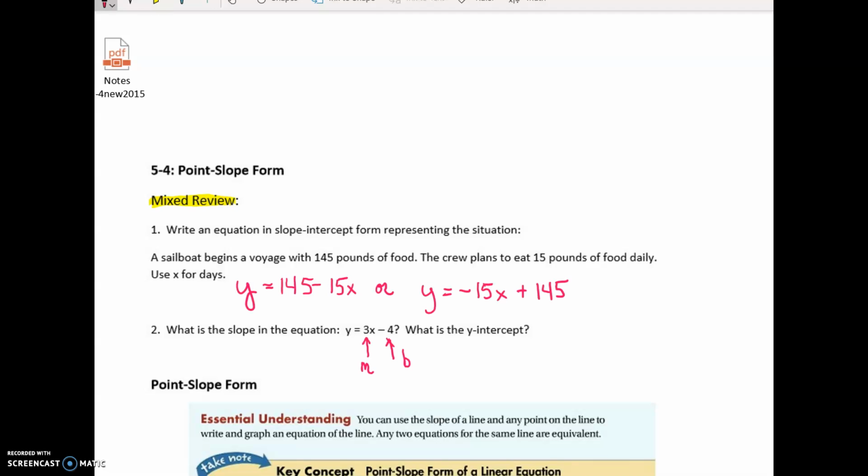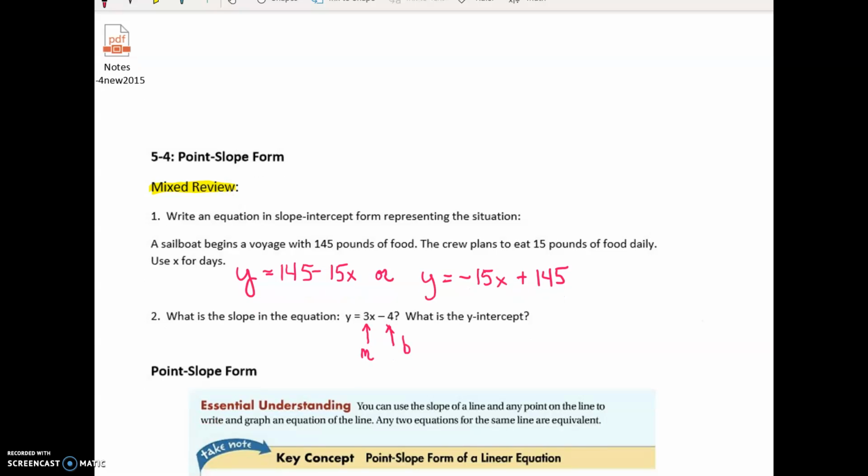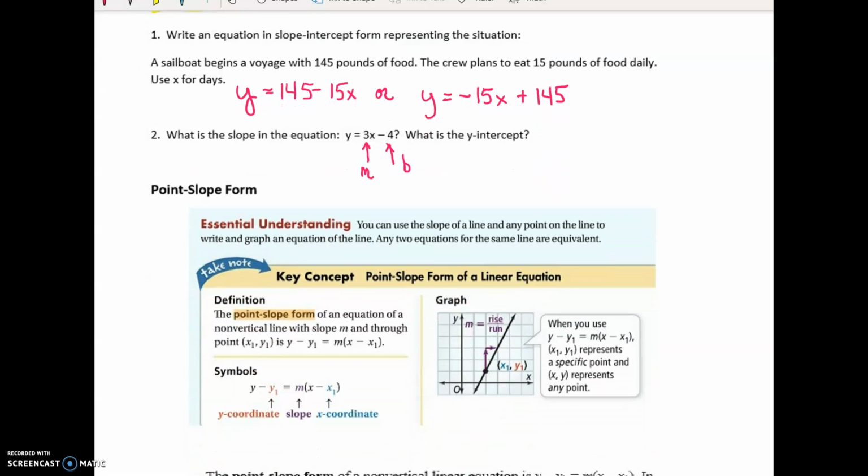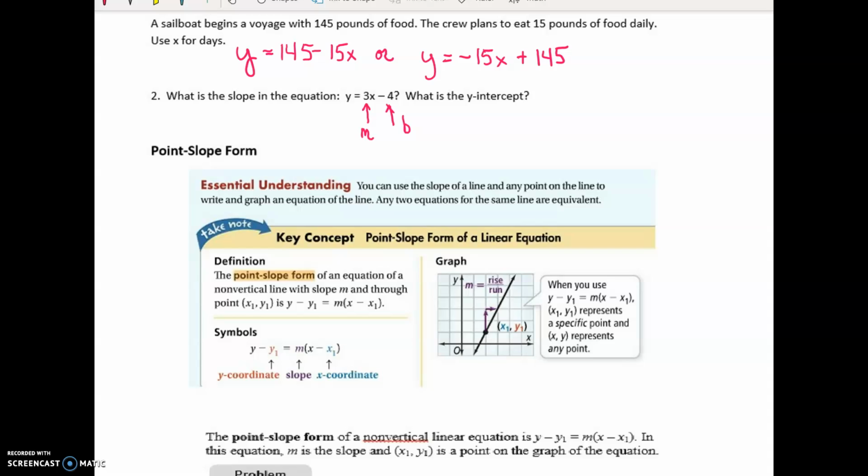So hopefully you had a chance to go over the mixed review. Miraculously, the answers have appeared, so you want to check your answers there, just reviewing from slope-intercept form and the concepts that we covered in the last section. So today we're going to be going over point slope form.